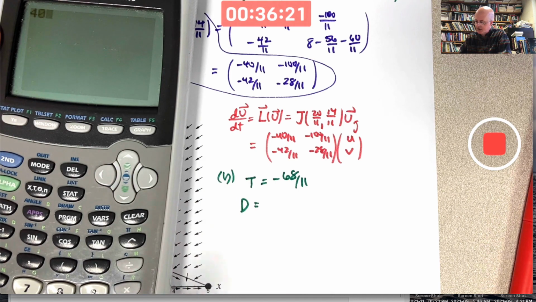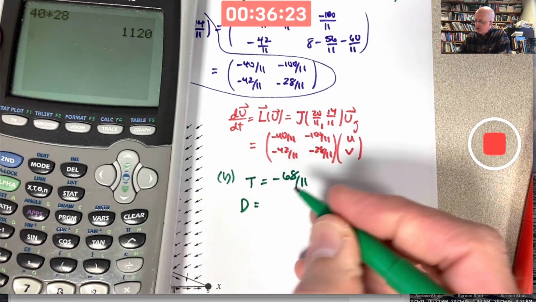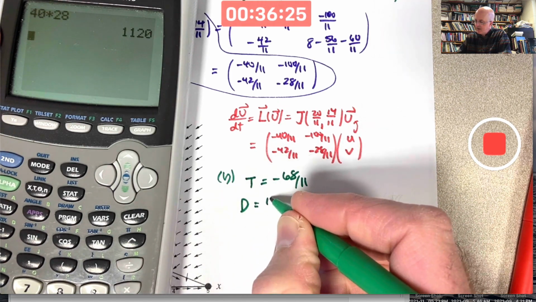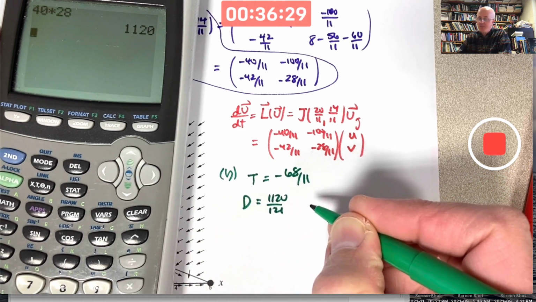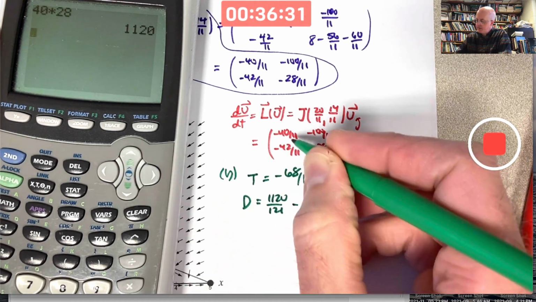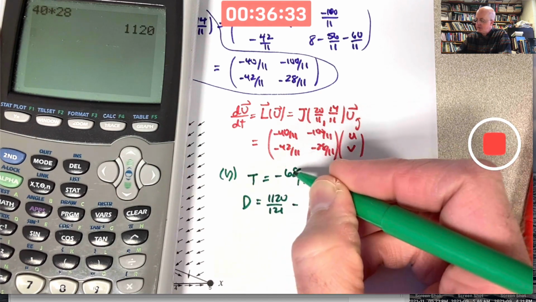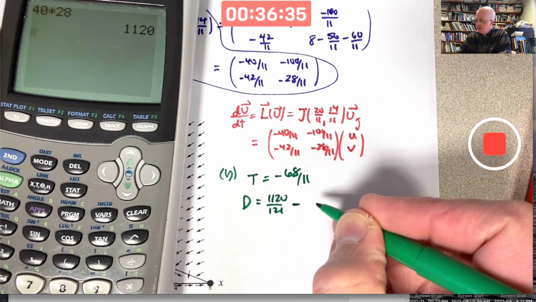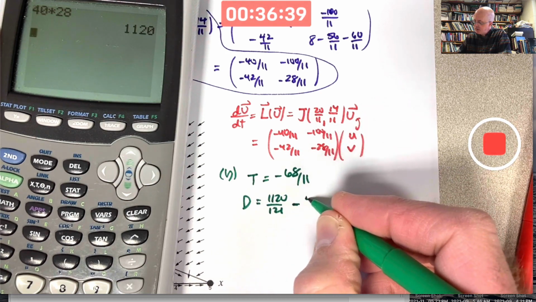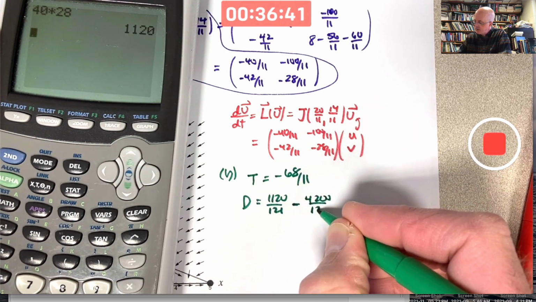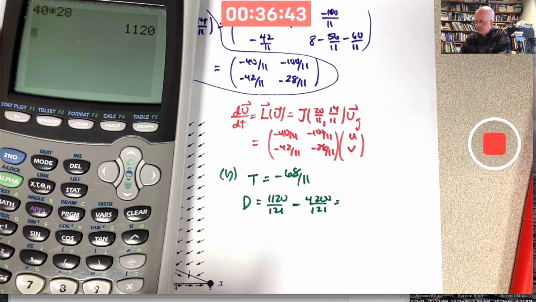Oh, I should be able to do that in my head, huh? 1120 over 11 squared is 121. Two negatives make a positive, minus the product of these two, which will be minus a positive number. And that's 100 times 42, so 4200 over 121. Yeah, the determinant is negative. And that's really all that matters.